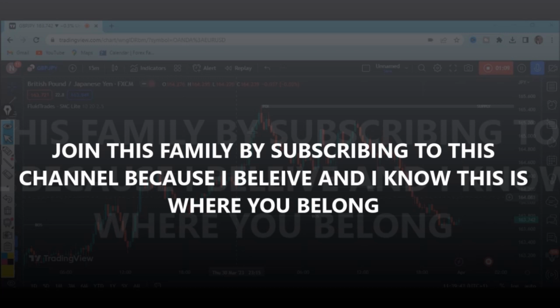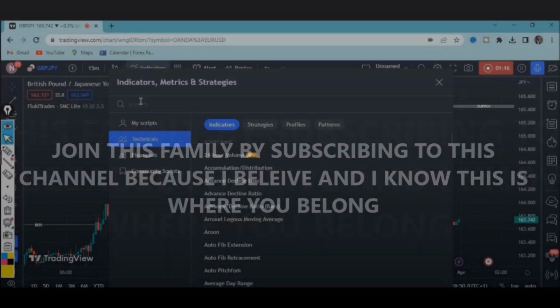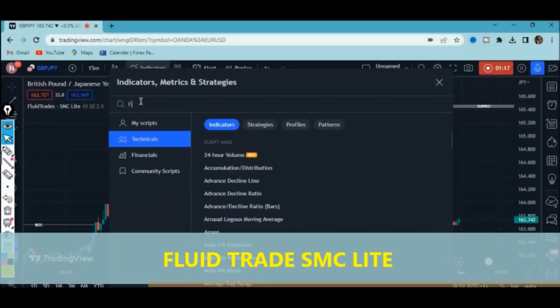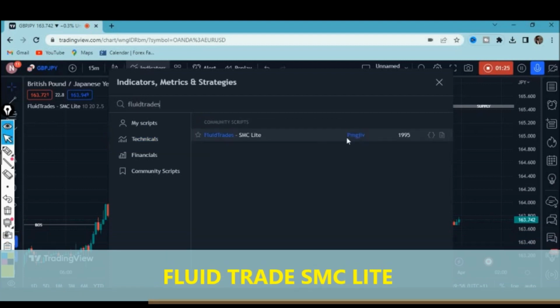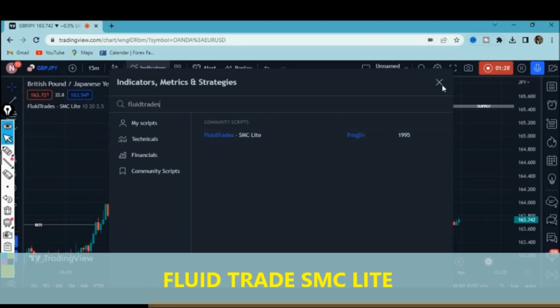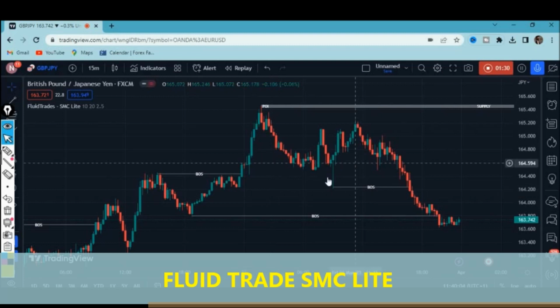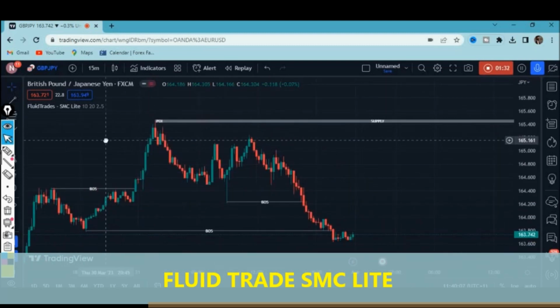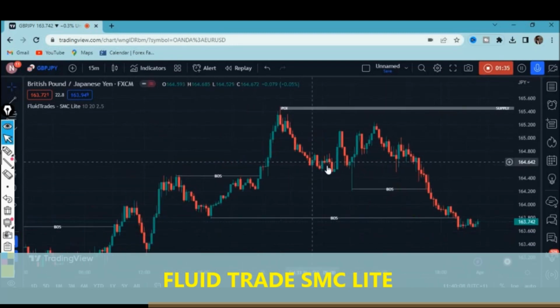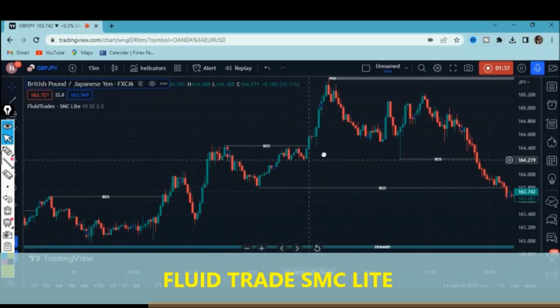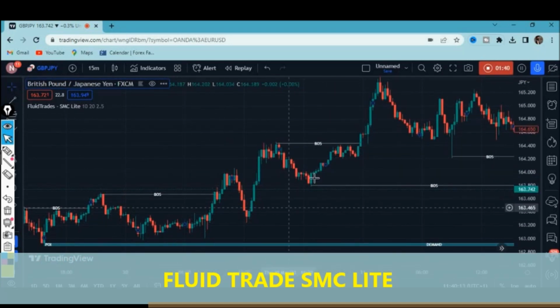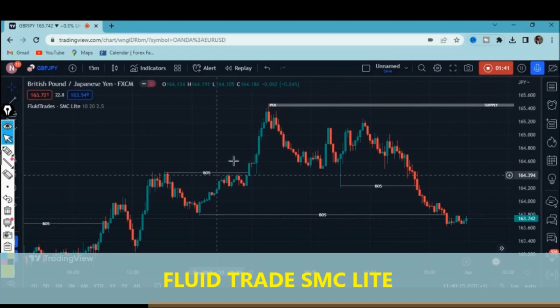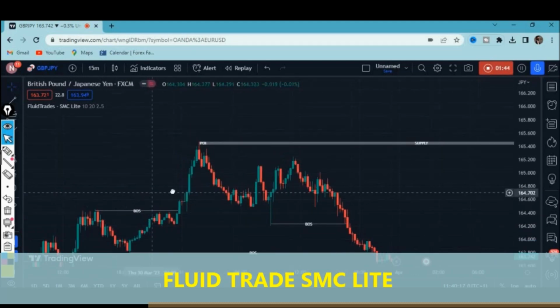So guys, we're just going to look at this indicator, and to add it on our chart, we're just going to click on the indicators tab. Once you click on it, you're just going to type Flutes Trades SMC Lite. Click on it, and this is how it's going to appear on your chart. If you look closely, and I am going to emphasize this later in my videos, it shows us our supply and demand zones, which can be our point of interest, and break of structure.